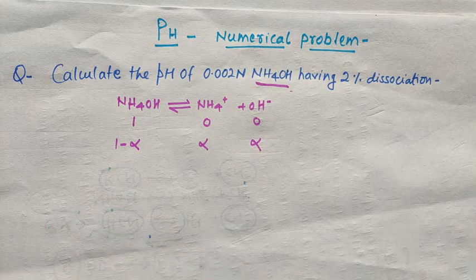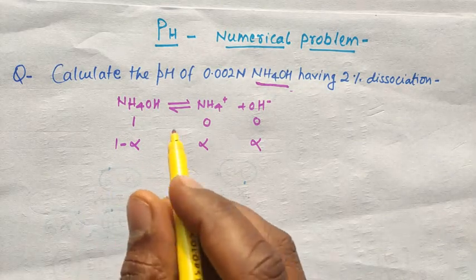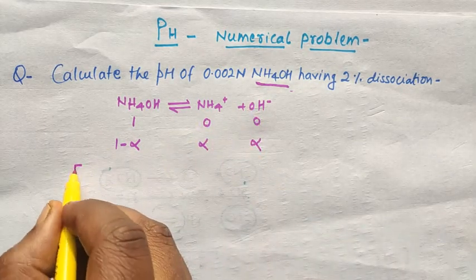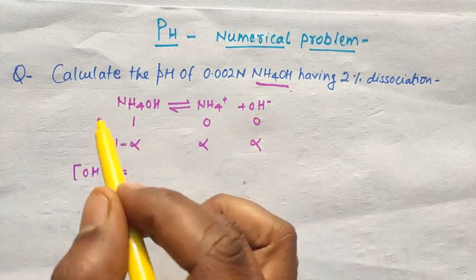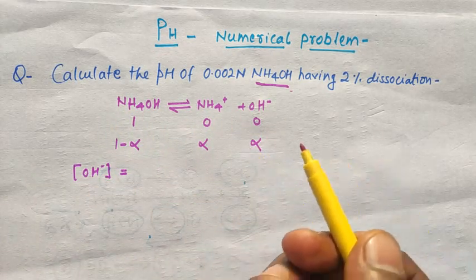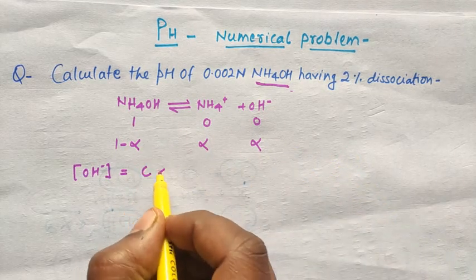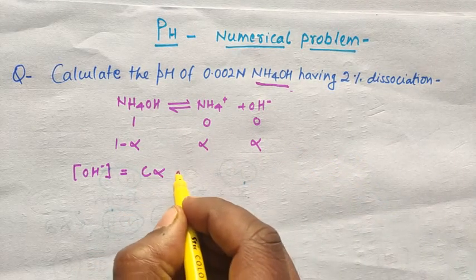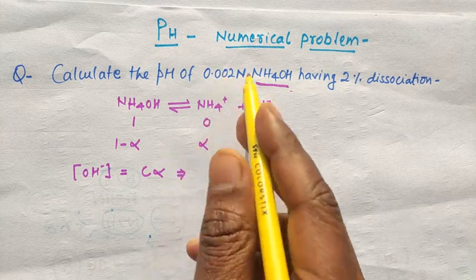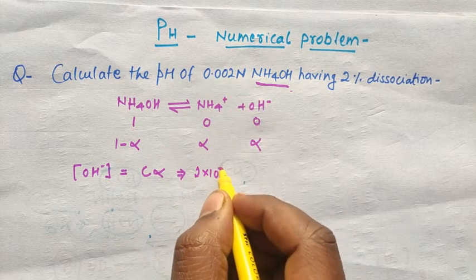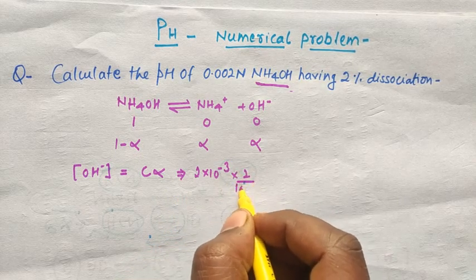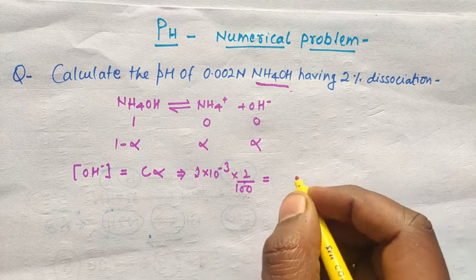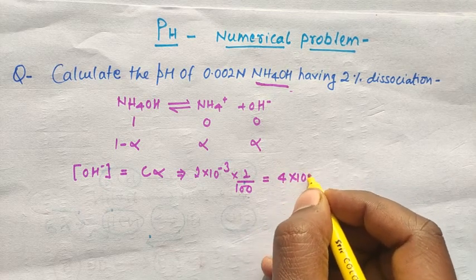In our Ostwald dilution law we can easily understand it. So now from here, the concentration of OH negative will be equal to C alpha, you can easily understand it. Now the concentration given is 2 into 10 to the power minus 3, C, into 2 over 100.